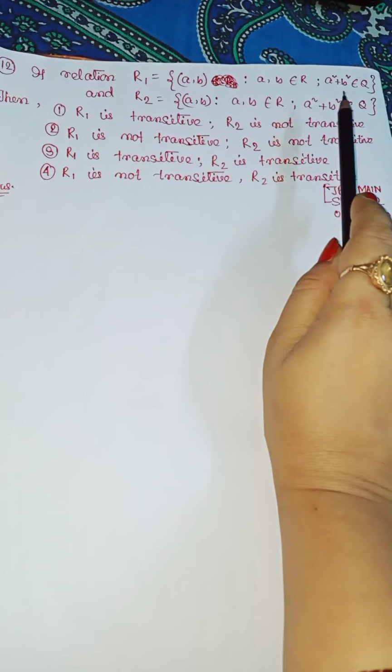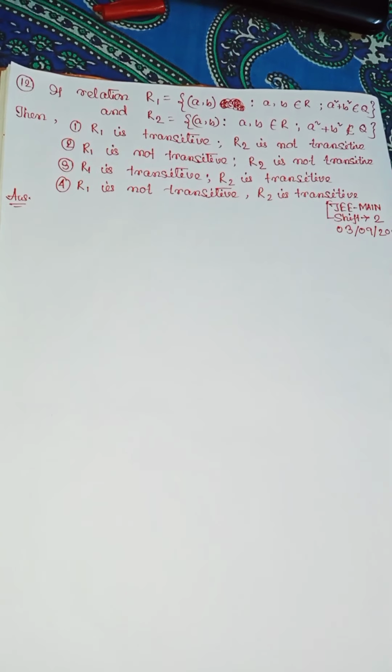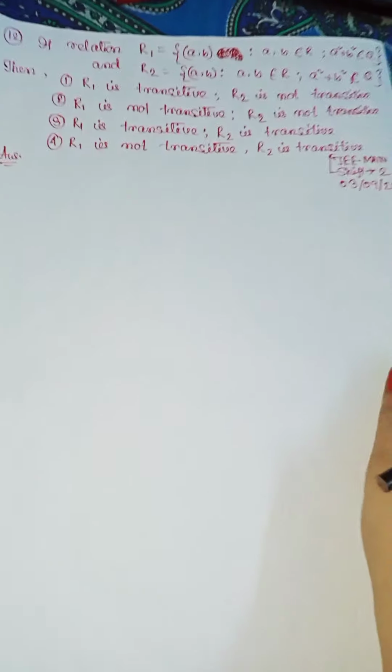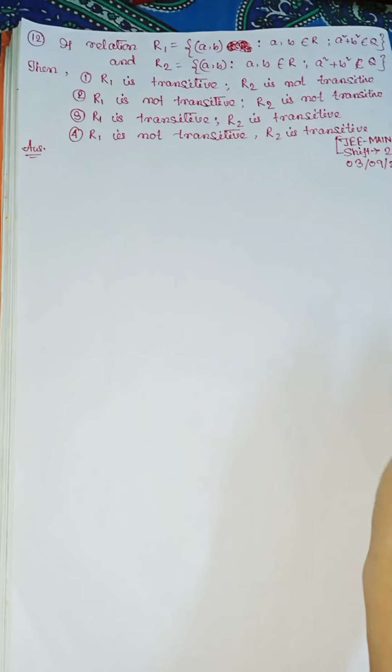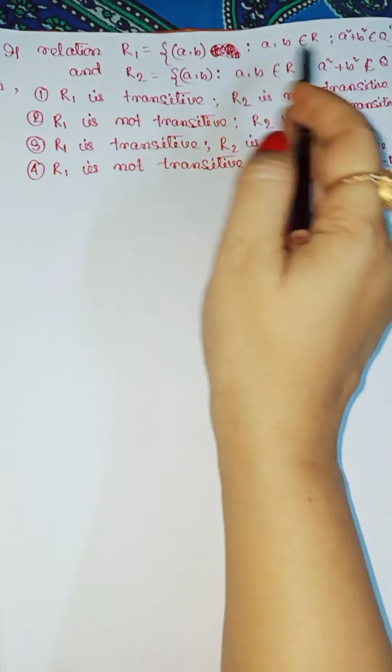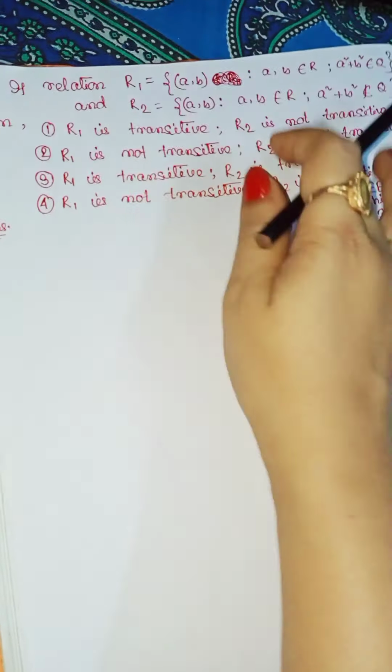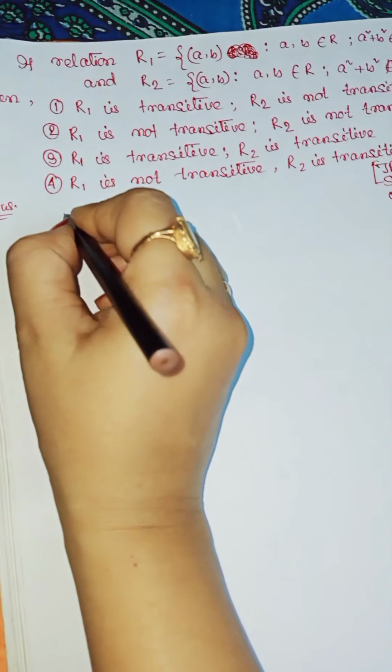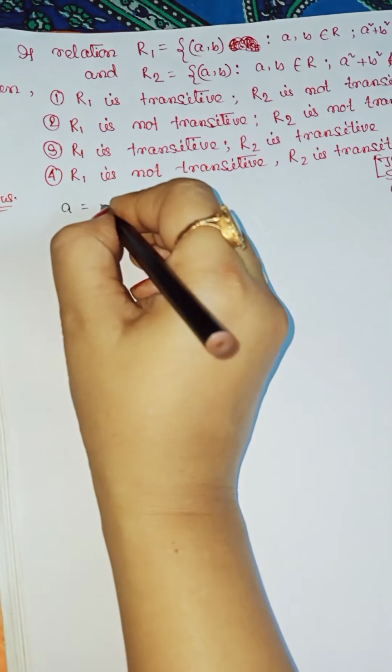First relation says that a square plus b square is a rational number, and the second relation says that it is not a rational number. So this is a memory based question, and the question is in the house of relations. So at first, R1 is given here as this.